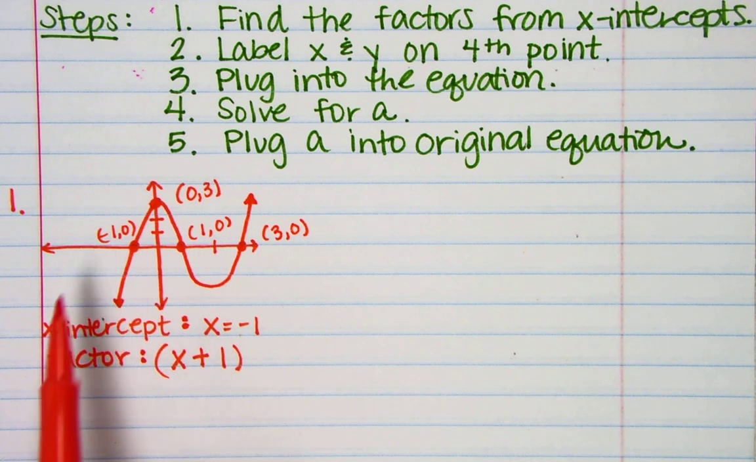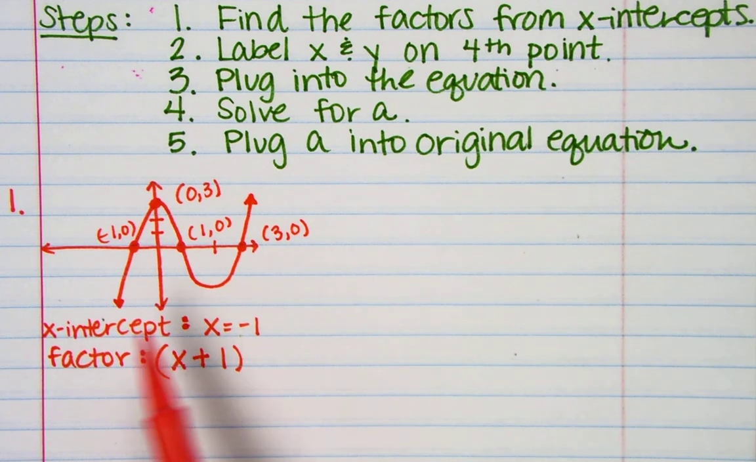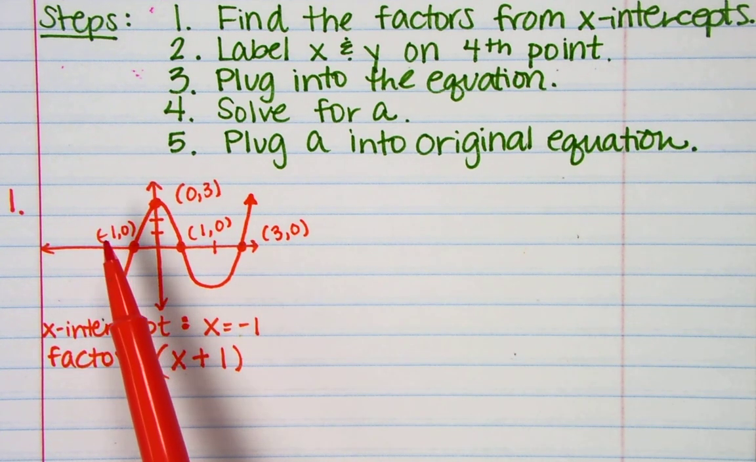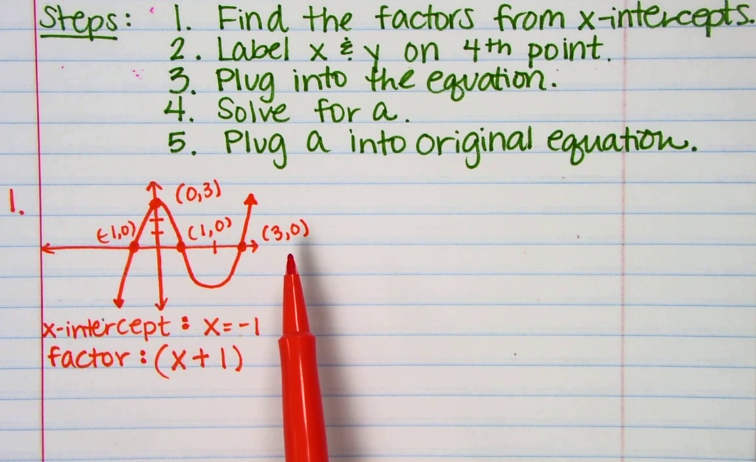Okay? But we don't have to work it out every time. I'm just writing this one down as an example. But once you know that, kind of like when we found the equation using the factors, we multiplied them. Once you realize that, you just change the sign. X plus 1, x minus 1, x minus 3.